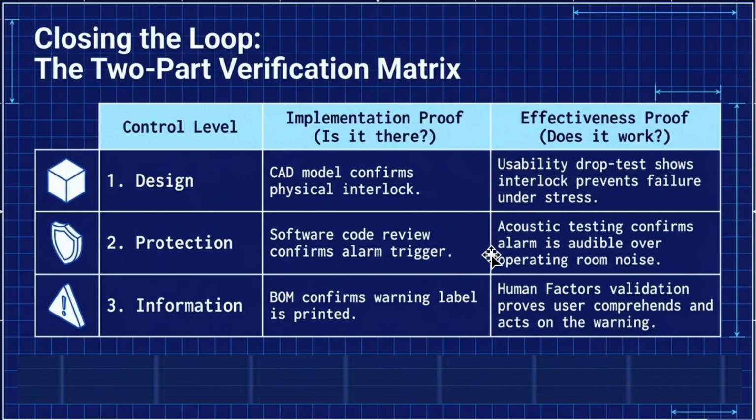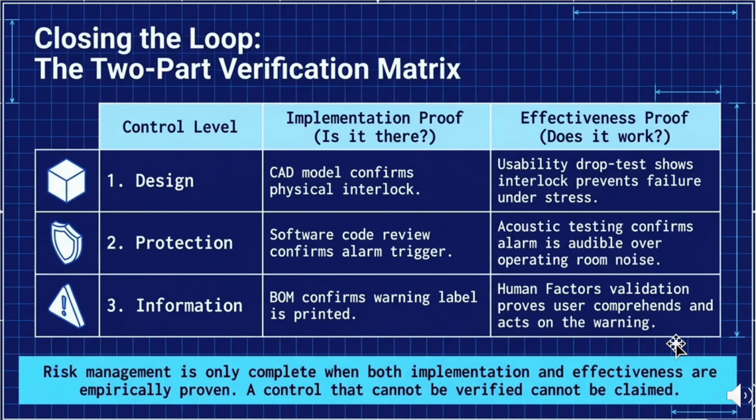For the alarm, the same thing. We have to confirm that the alarm works, that the second layer of protective features actually works. And finally, for the labels, we have to confirm the actual labels meet all the requirements, regulatory requirements and usability requirements. Because a control that cannot be verified cannot be claimed, right? Risk management is only complete when both implementation and effectiveness are proven.